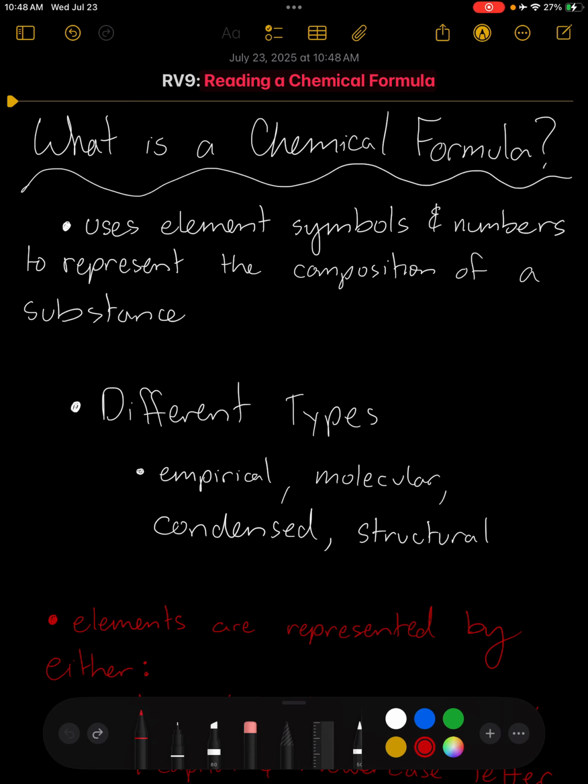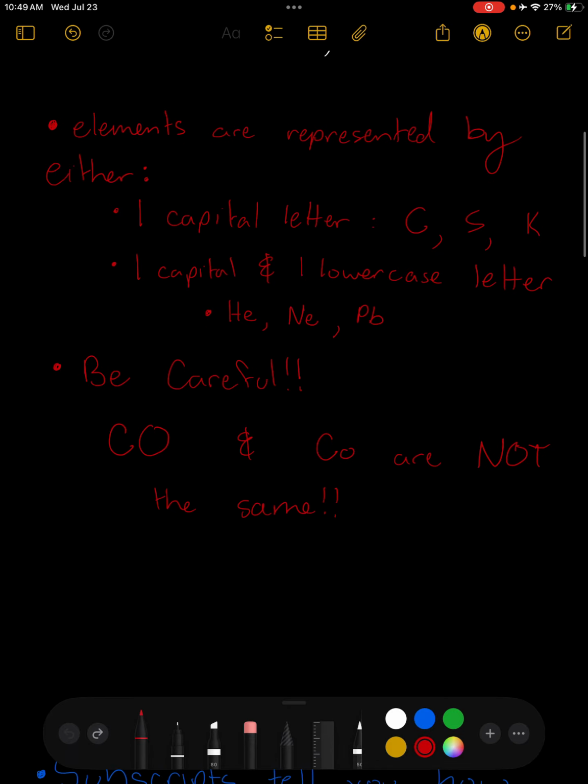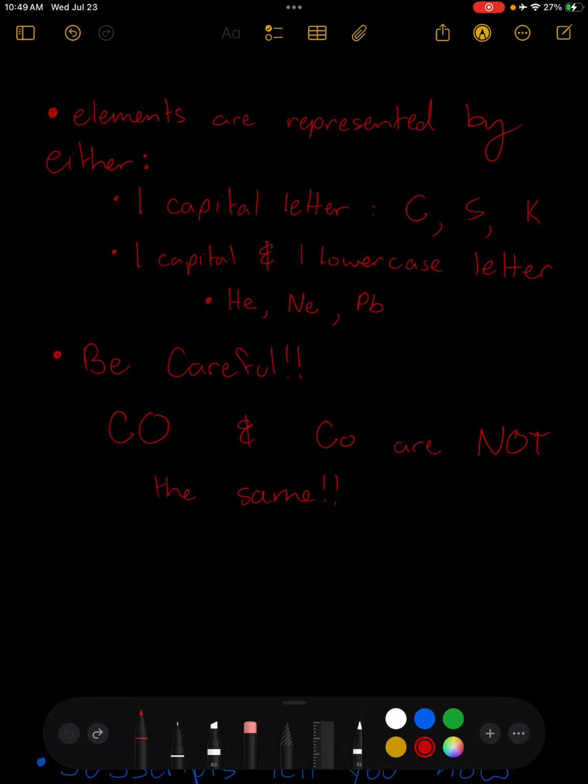But the four most common are going to be an empirical formula, a molecular formula, a condensed formula, and a structural formula. So elements in these formulas are going to be represented one of two ways, and you've seen those variations on the periodic table already. Either you are going to see an element that is represented by a single capital letter. So carbon, sulfur, potassium, all of those are examples of a single capital letter. Other than that, there are elements that are represented by one capital letter and one lowercase letter. So like helium or neon or lead.